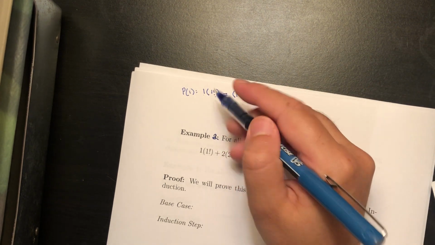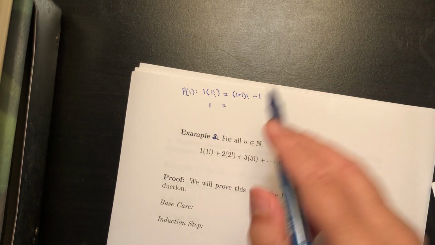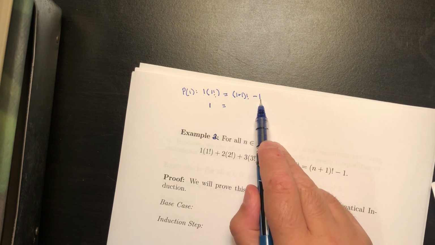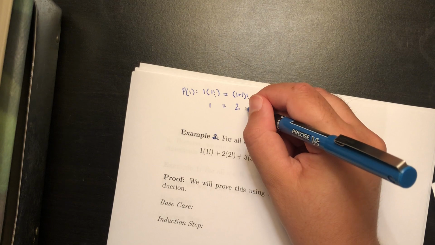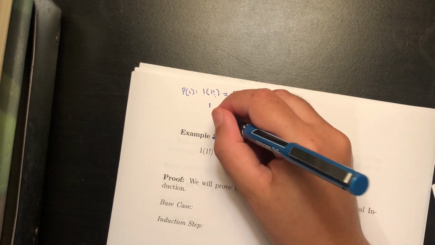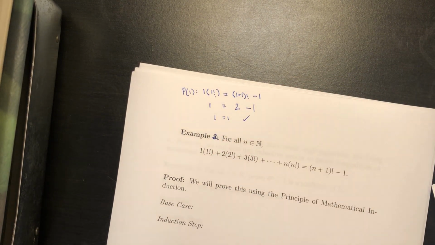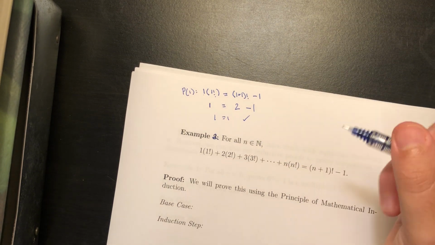So is this true? Well, on the left we have 1 times 1, which is just 1, and on the right we have 2 factorial minus 1. 2 factorial is just 2 times 1, or 2, and 2 minus 1 is indeed 1. Okay, so this is what we'll use for the base case. This is true for the base case.